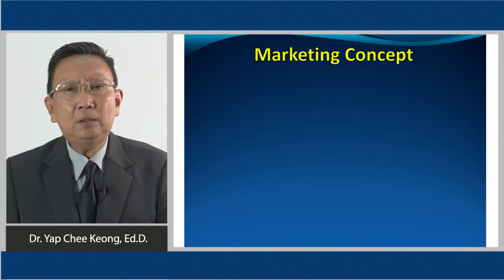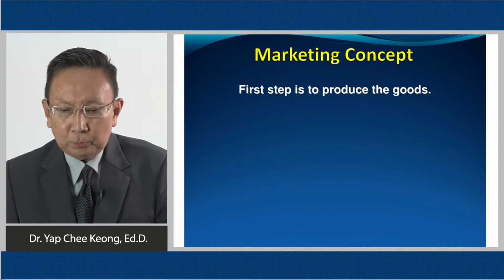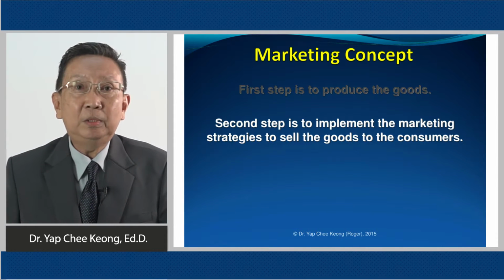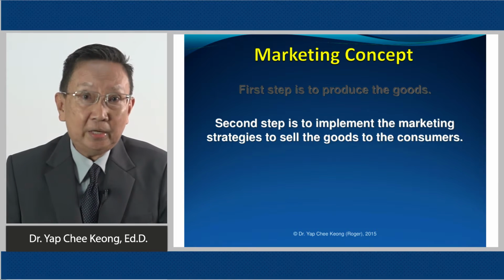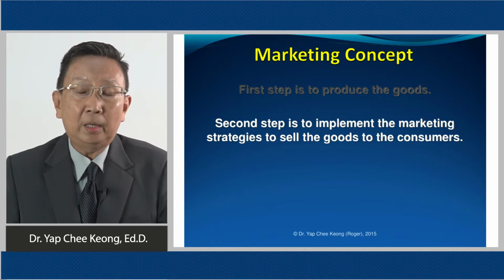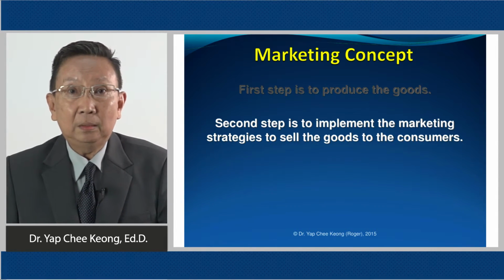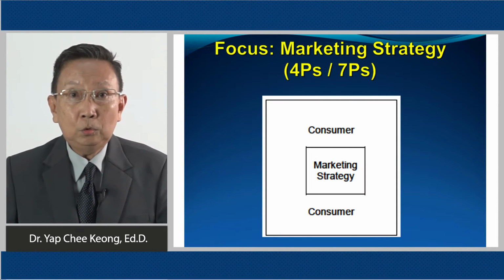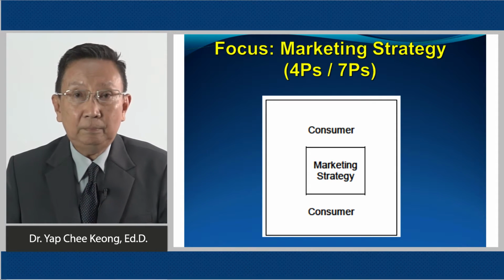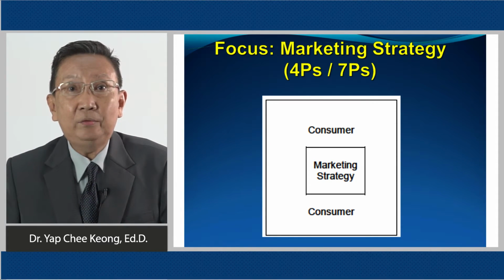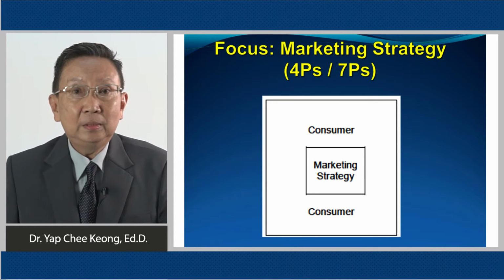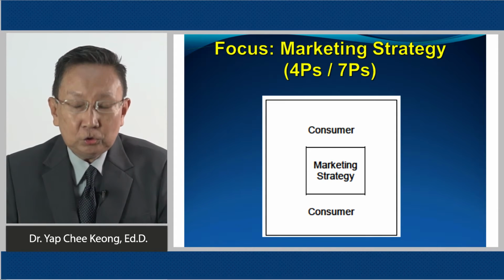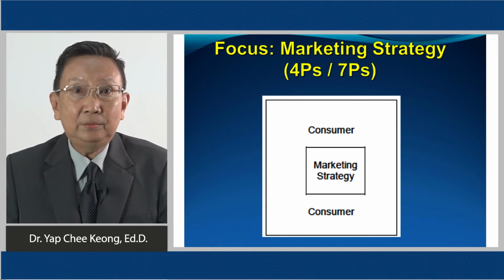The marketing concept, the first step is to produce the products. The second step is to look for the various marketing strategies in order to sell the product to the mass market. In conclusion to the marketing concept, as we can see in the diagram, the marketing strategy is in the center of the company's attention, while the consumer needs and wants are secondary.